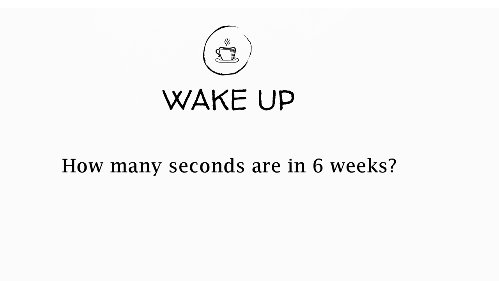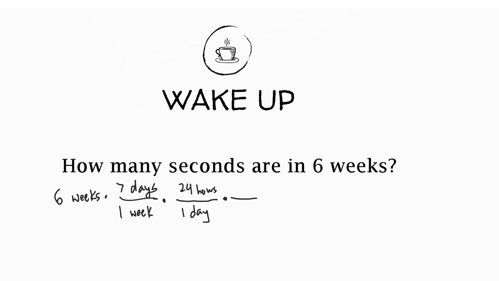Interestingly, you can answer this question using factorials. 6 weeks, we start there. We can then multiply by the fact that every week has 7 days. So we're looking at 42 days. And then we can look at the fact that every single day has 24 hours. And then every hour has 60 minutes. And lastly, every minute has 60 seconds.